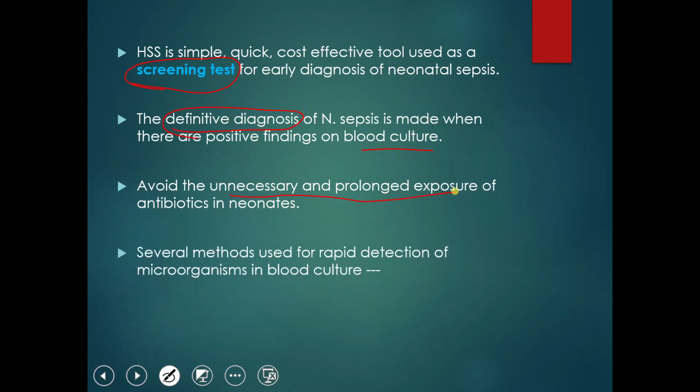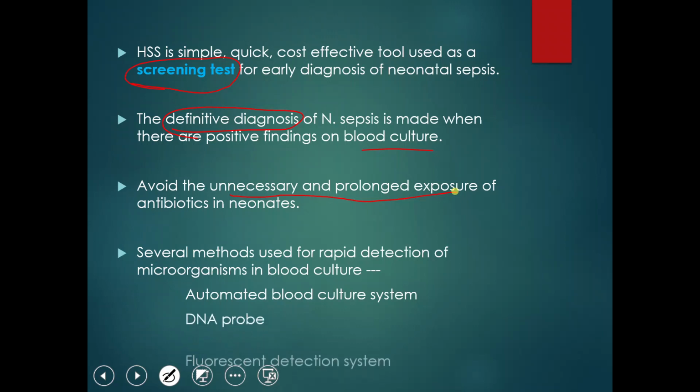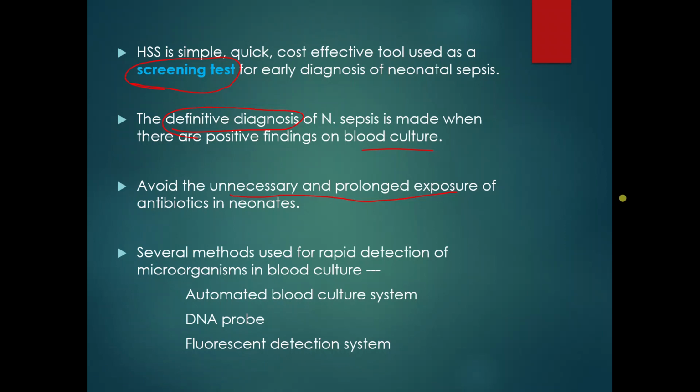However, there are several methods which are used for rapid detection of microorganisms in blood culture. These are automated blood culture systems, DNA probes, and fluorescent detection systems. However, a 6-part hematoanalyzer is also important in such cases, which gives the immature granulocyte percentage and gives a suspicion for neonatal sepsis.